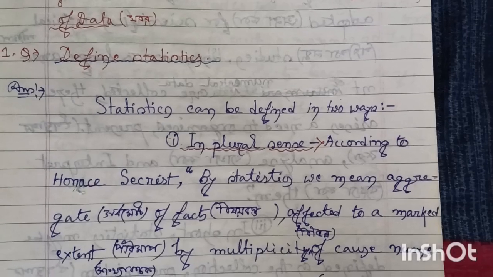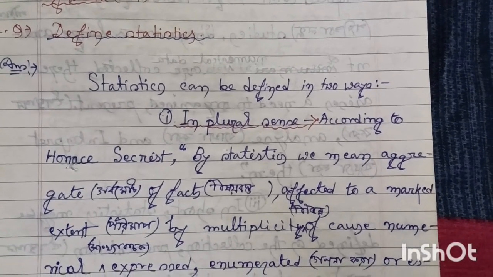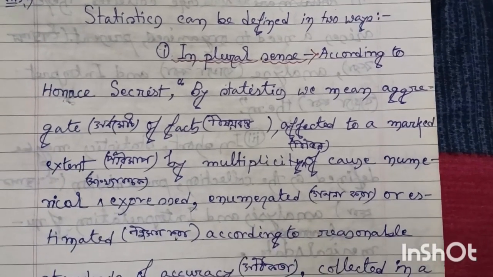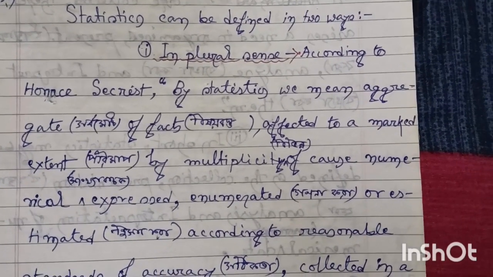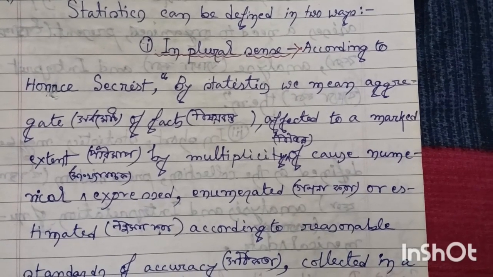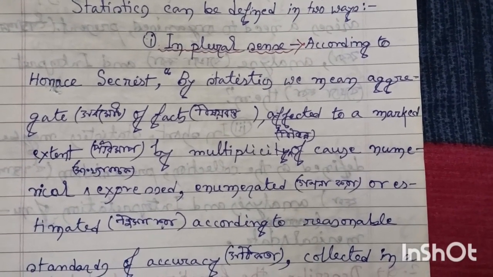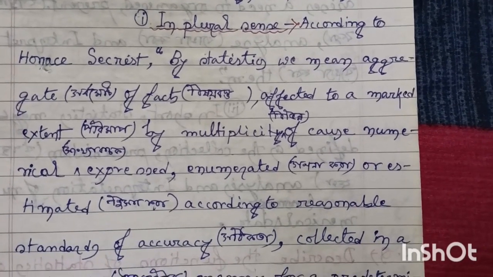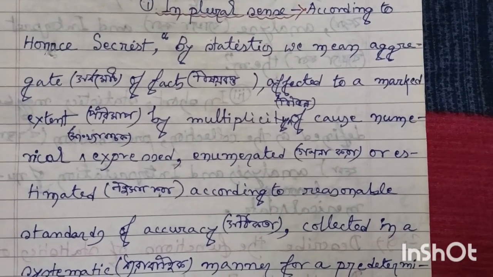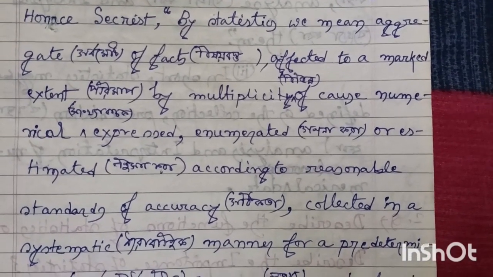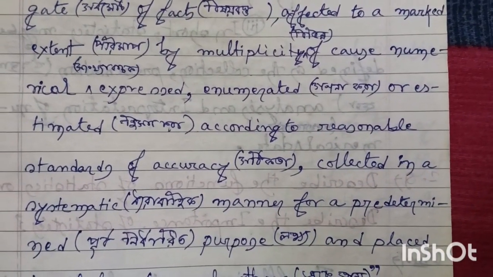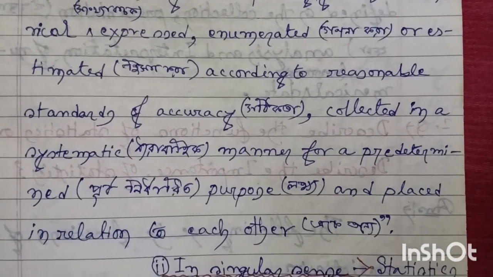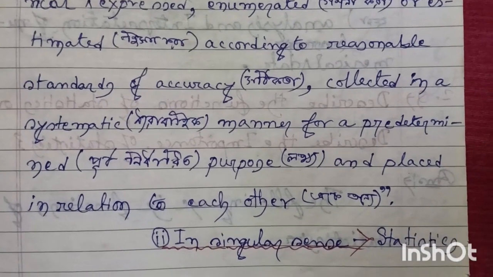First question, define statistics. Statistics can be defined in two ways. Number one, in plural sense, according to Horace Secrist, by statistics we mean aggregate of facts affected to a marked extent by multiplicity of causes, numerically expressed, enumerated or estimated according to reasonable standards of accuracy, collected in a systematic manner for a predetermined purpose and placed in relation to each other.